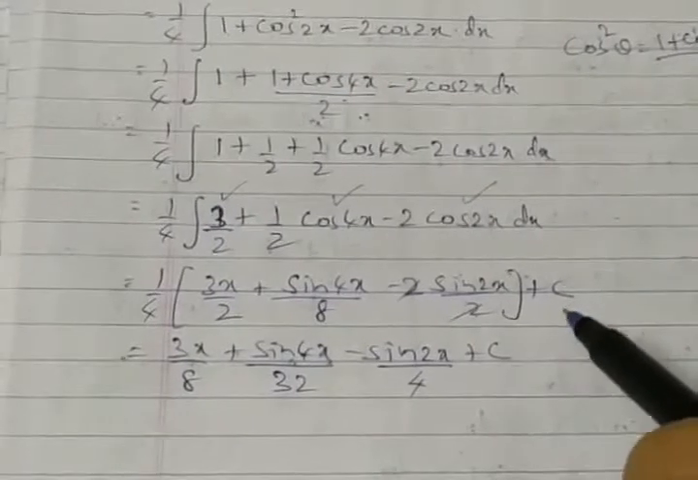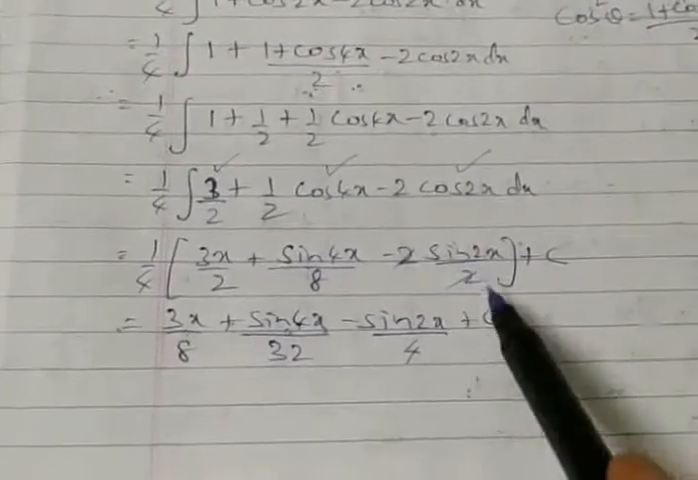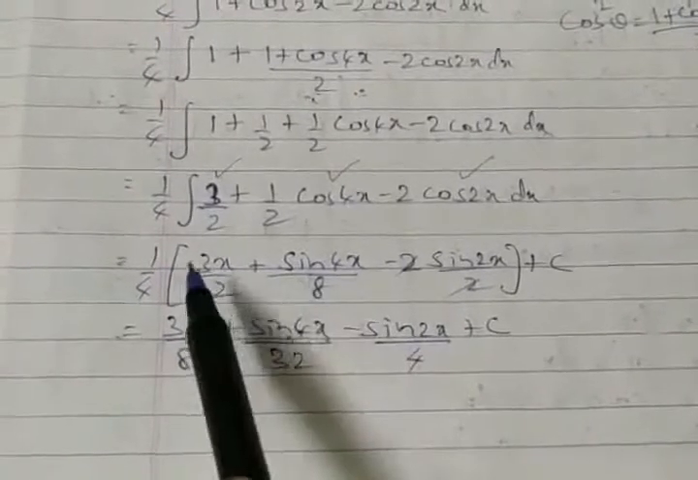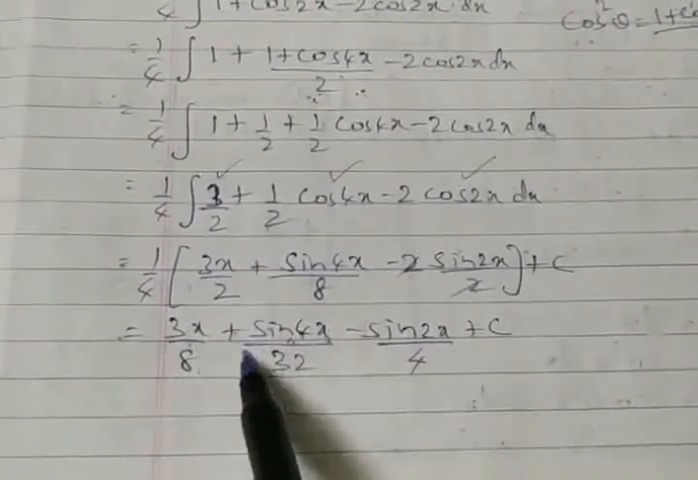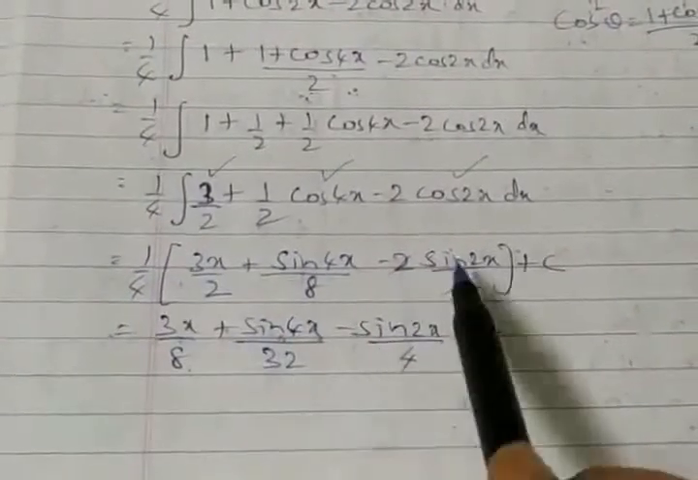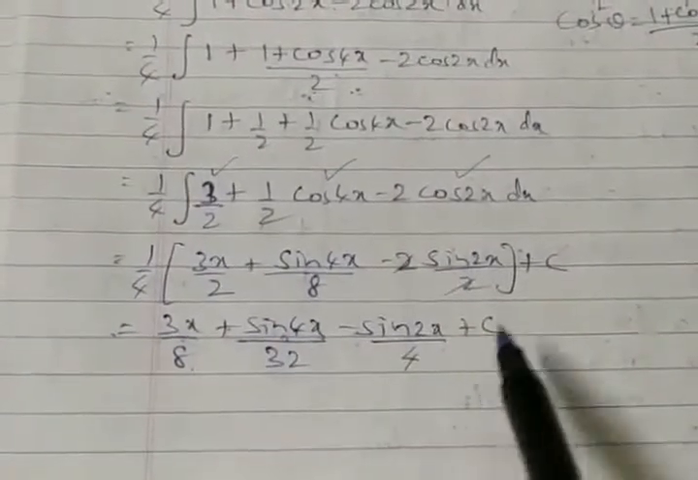Integration is completed here. Simplification has been done, and let's even take the 1 by 4 coefficient within the terms, term by term. We have 3x by 4 times 2, which is 8, plus here we find sin 4x with denominator 8 fours are 32, minus sin 2x upon 4, plus c should be the answer.